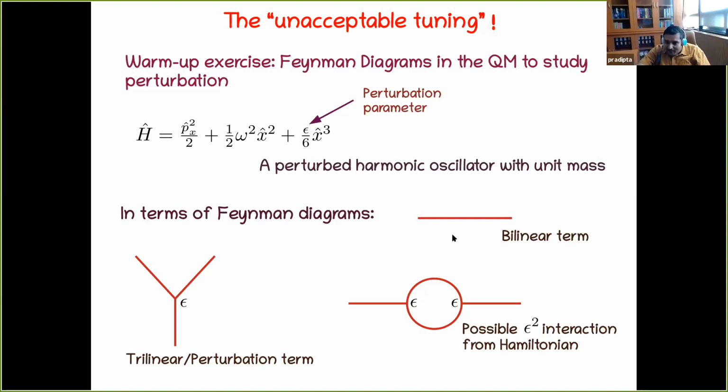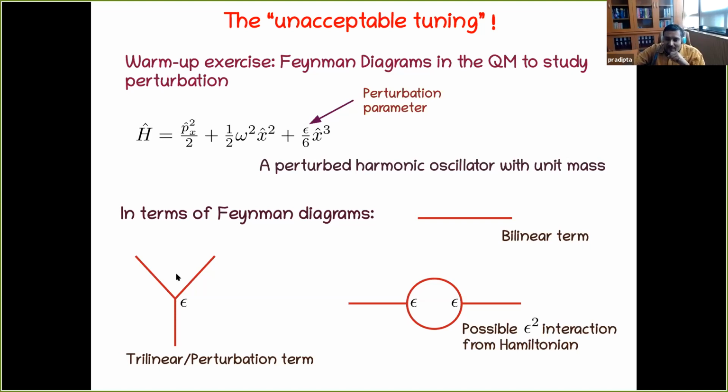But apart from this, I also have a term which is cubic in nature. So I can make a graphical representation of this like a Y, where the strength of this particular diagram is proportional to epsilon, because epsilon is the term. Why it is epsilon and why it is not epsilon by 6? For that, you have to study the Feynman diagrams in the context of quantum mechanics, and there is something called the symmetry factor. That's how the 6 gets cancelled. So there are 6 different ways how you can write this diagram.